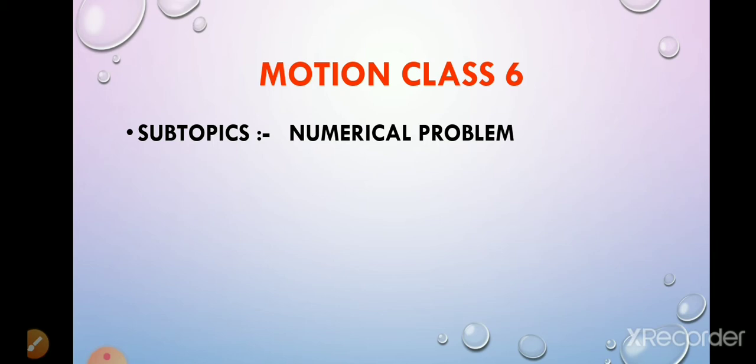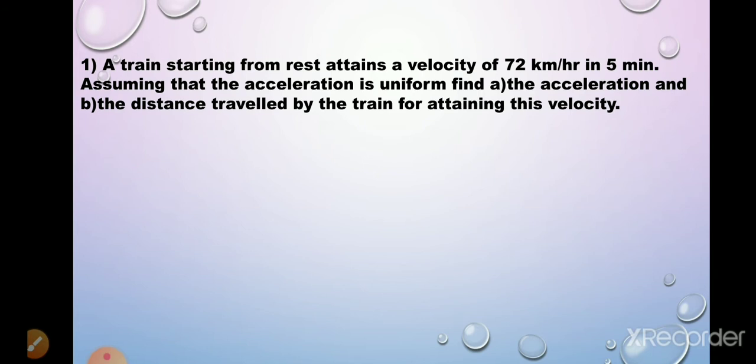Let us move on to the first problem. A train starting from rest attains a velocity of 72 km per hour in 5 minutes. Assuming that the acceleration is uniform, find the acceleration and the distance travelled by the train for attaining this velocity. So, first you have to see what is given in the question. They have told that a train is starting from rest, means initially the train is at rest.